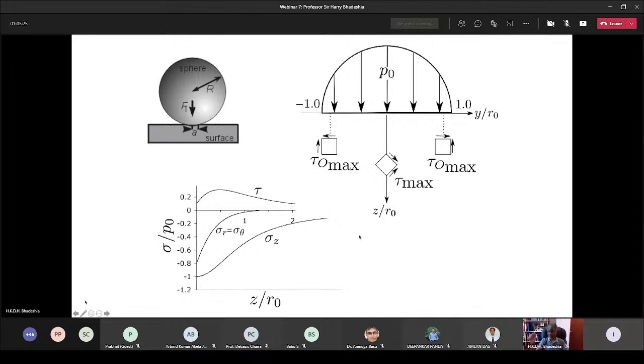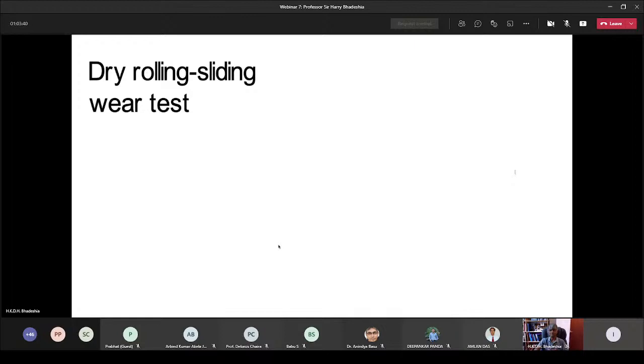So the nature of the stress is quite complicated because it's not just application of load vertically, but you should think about it as a compression and a torsion happening together. So how do we test for this in the laboratory?